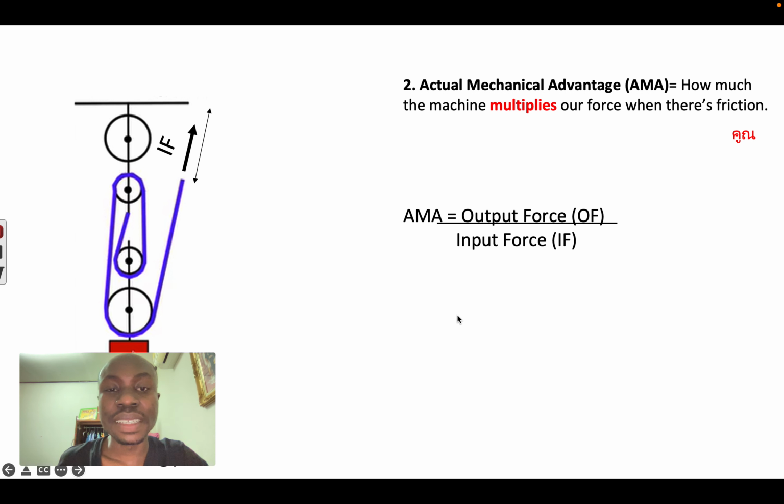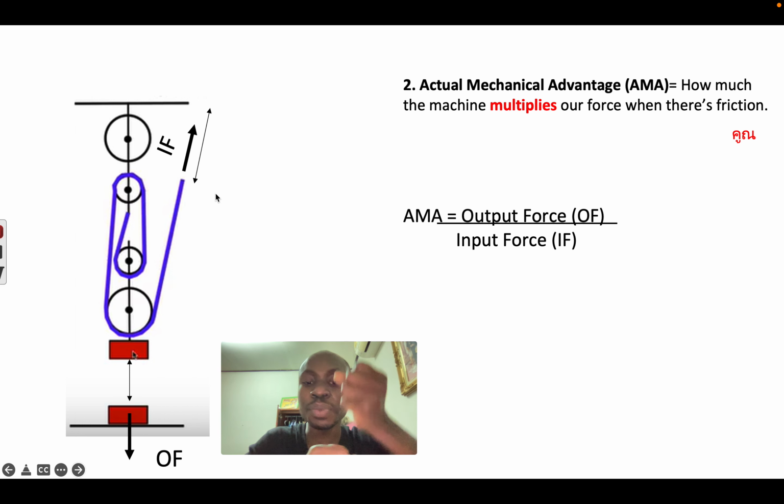Number two is the actual mechanical advantage, and this is how much the machine will multiply our force when there is friction. And to find that, let's imagine we're going to pull the rope up with a force. We call that the input force. And the load also has a weight. Okay, we call that the output force. The AMA is equal to the output force, or the weight, divided by the input force, how much we pulled.